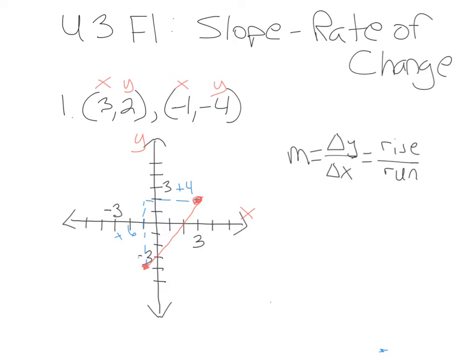So our rise over run is a fraction that is equal to 6 over 4. Now 6 over 4 can reduce. 2 goes into both 6 and 4, so that leaves us with 3 halves, or 3 over 2. That is what we call the slope, which is the rate of change.